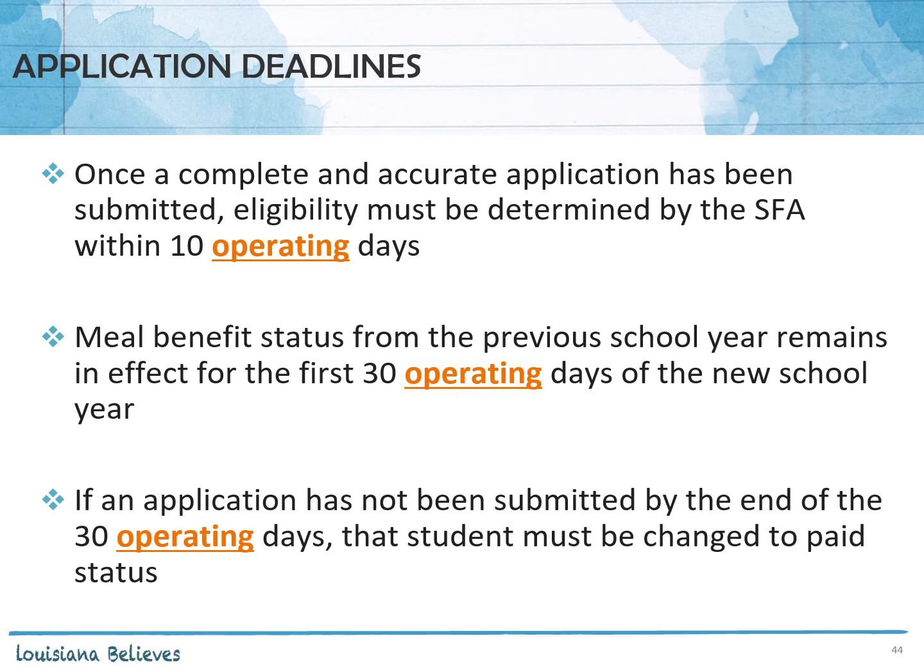Meal benefit status from the previous school year remains in effect for the first 30 operating days of the new school year. If an application has not been submitted by the end of 30 operating days, the student must be changed back to paid status.